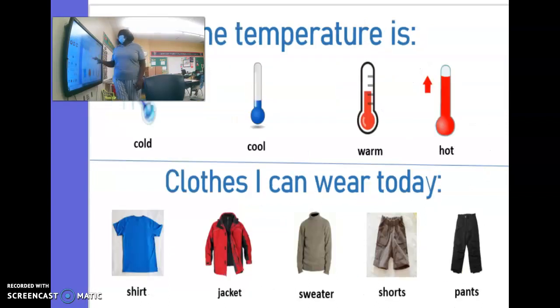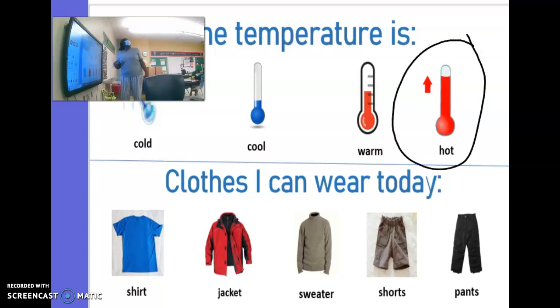What is the temperature? Is it cold? No. Not inside. Is it hot? What about warm? Warm. What about hot? Is it hot or is it warm? Which one? Hot. Hot? All right. Your classmates at school say it's hot. Come on, put that air on so we can get some air.